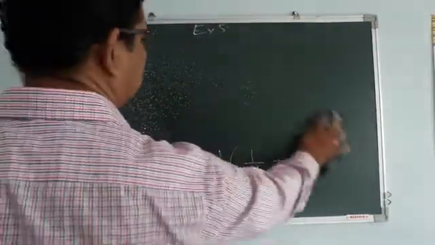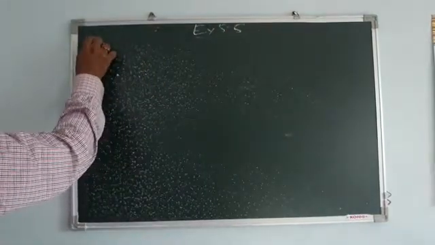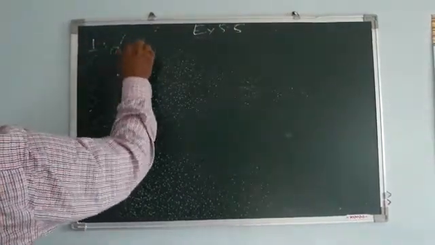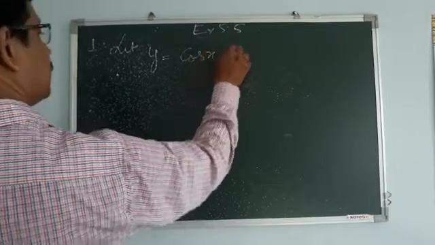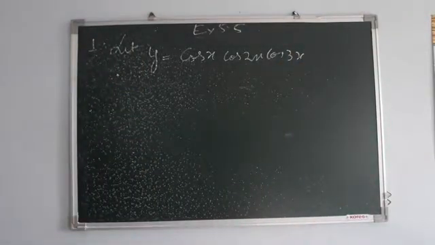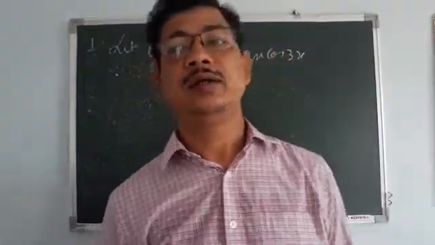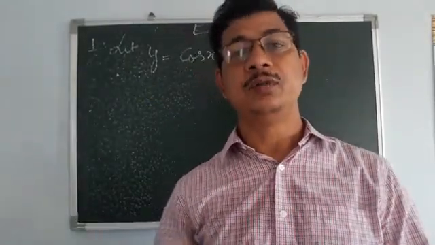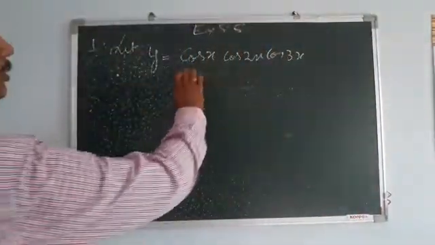Now we will move to the questions of exercise 5.5. In exercise 5.5, we will use a new technique. This is called log form. Here, question one: let y be cos x, cos 2x, cos 3x. Here we use our technique a little bit differently. When there is a product of so many terms, or sometimes a power variable is given, or a big calculation, then we will use log to make these things simpler.